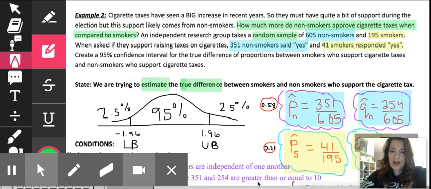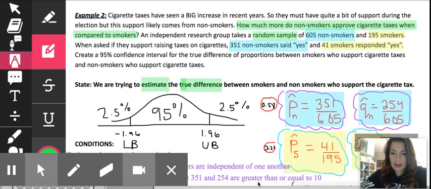Hello, everyone. I'm going to talk about a two proportion Z interval. So you can pause the video and try this on your own, and then look to see if you got it correct. So let's read the example.